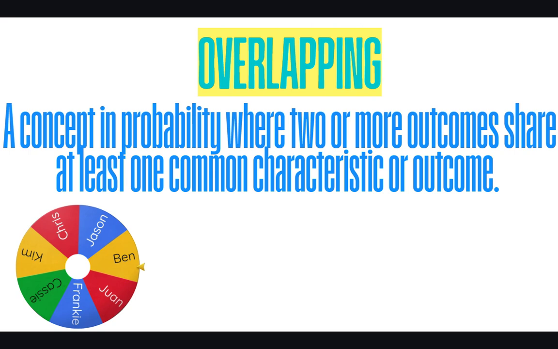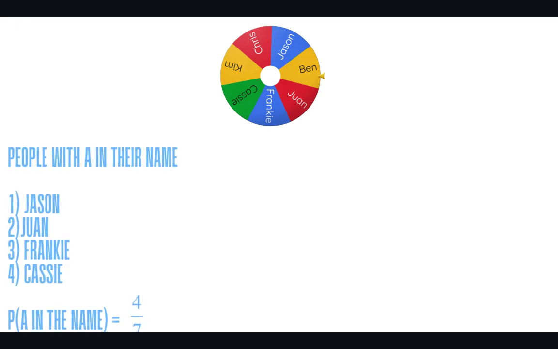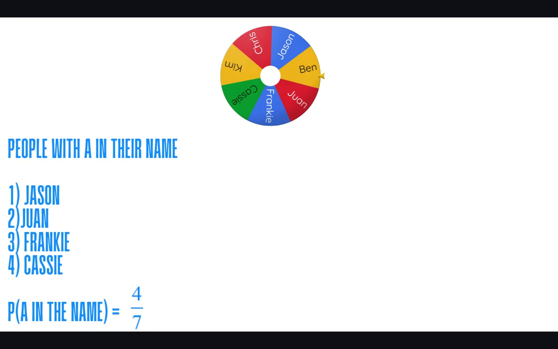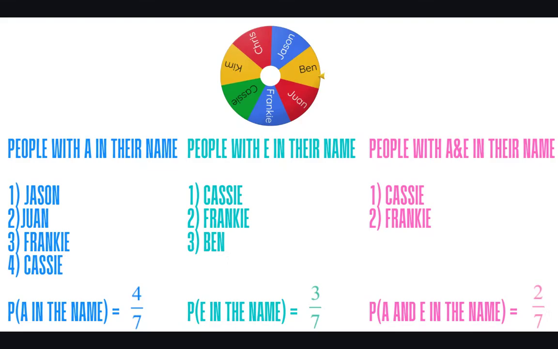The probability of overlapping events is calculated by using the formula: probability of event A plus the probability of event B minus the probability of event A and B at the same time. So let's look at what we know. The probability of the wheel landing on someone with an A in their name was 4/7. The probability of the wheel landing on someone with an E in their name was 3/7. But there is an overlap. How many people are on both lists? Well, Cassie and Frankie are on both lists, so the probability of an overlap is 2/7.